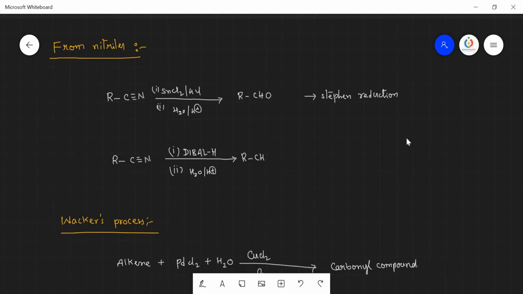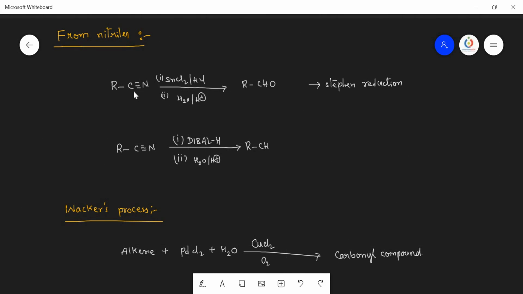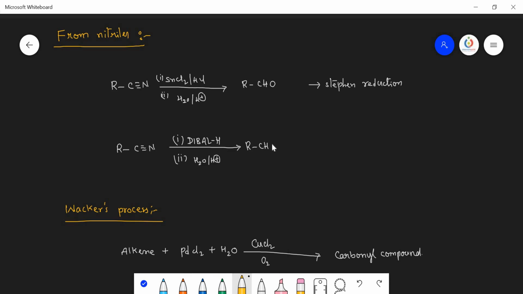And from nitriles. Nitriles, meaning cyanides, on treatment with SnCl2 and HCl followed by acid hydrolysis give the aldehyde. This is called the Stephen reduction. And apart from SnCl2 and HCl, you can even use DIBAL-H, which converts not only esters to the aldehyde, but also cyanides to the aldehydes. This is an aldehyde.